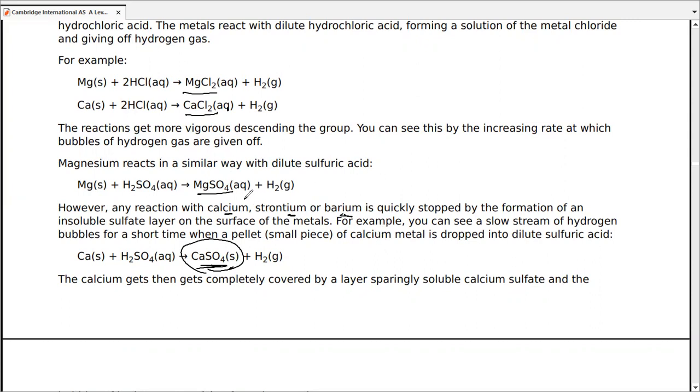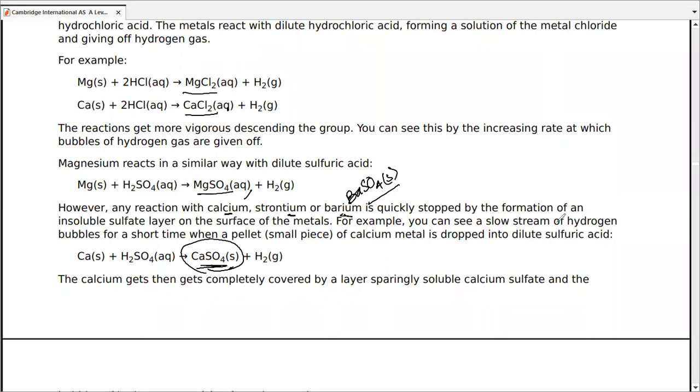You already know about calcium. Strontium wasn't discussed much in IGCSE, but barium sulfate, BaSO4, is something very specific in IGCSE for its white precipitate. I hope you clearly understand this. To be honest, CaSO4, SrSO4, and BaSO4 are all white precipitates. And these precipitates, the insoluble sulfate layers on the surface of the metal, can definitely stop the reaction.